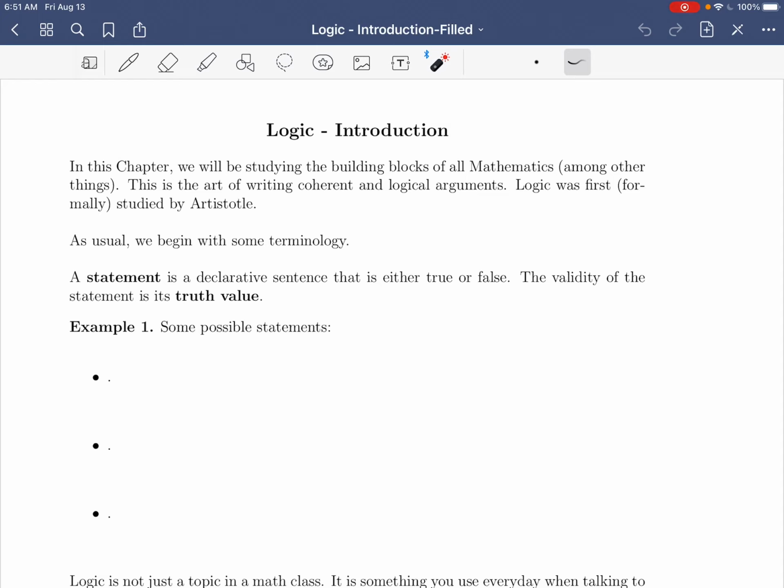So, as usual, some terminology. A statement is a declarative sentence that is either true or false. You might not know the truth value of the statement, but you know that there is one. And then the validity, whether it's true or false, is called its truth value.